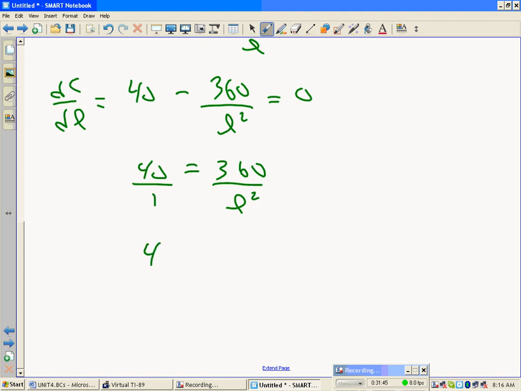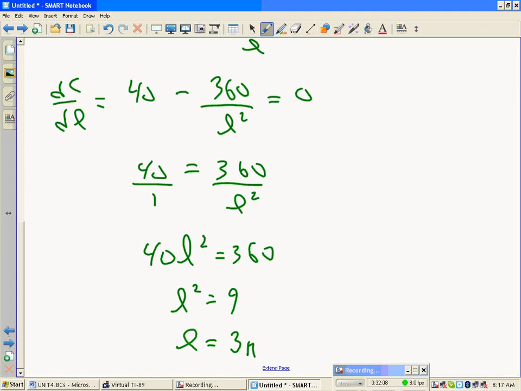Right, cross multiply. Then what? All right, and L squared then is 9. And so L is technically plus or minus 3, but that's not in the domain of the problem, so I can ignore the negative 3. A length can't be negative. So my critical point is L is 3 meters.